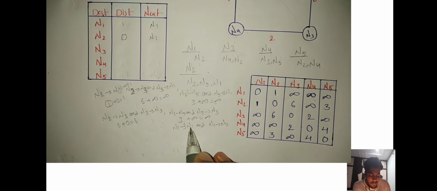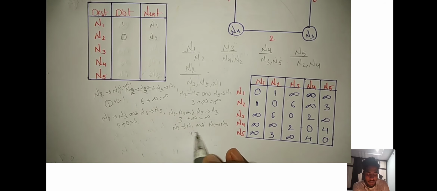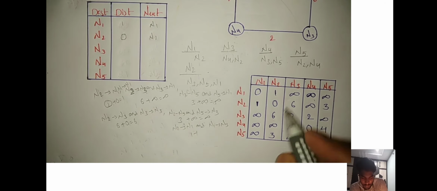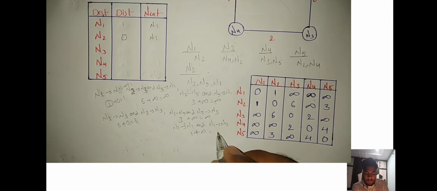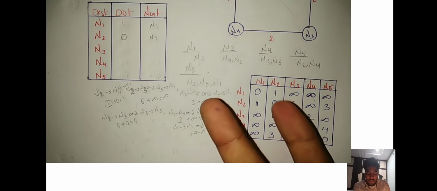The distance between n2 and n1 is 1. Plus what is the distance between n1 and n3? n1 and n3 is infinity because there is no direct link between them. Equal infinity. Out of these 3, what is the smallest one? This is the smallest one. So we'll write this thing.